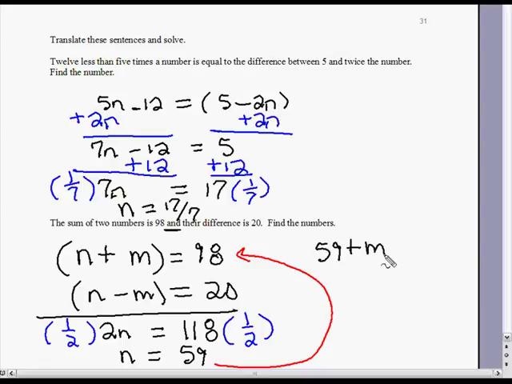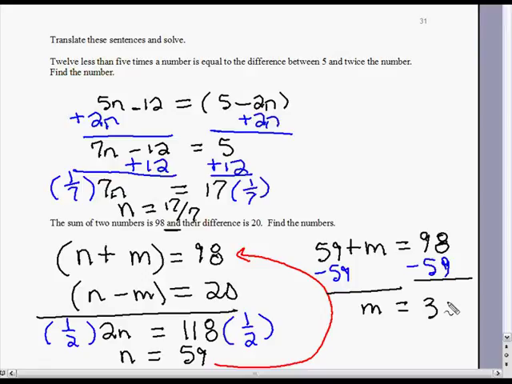59 plus m equals 98. Now we can solve this equation and find out what m is. We can add a negative 59 to both sides. m equals, I'm going to need help borrowing here. Make that 39.